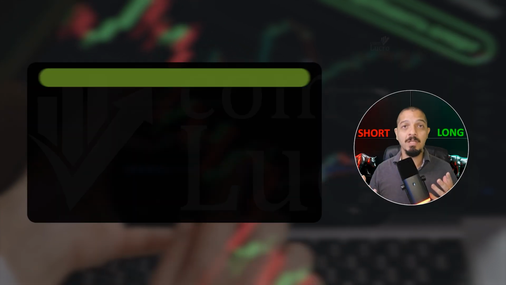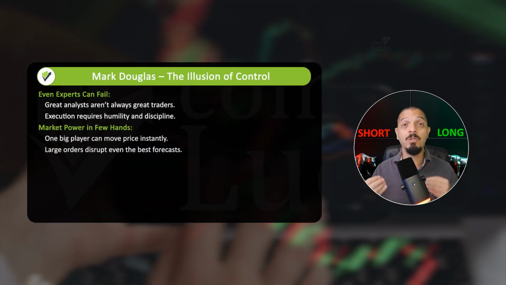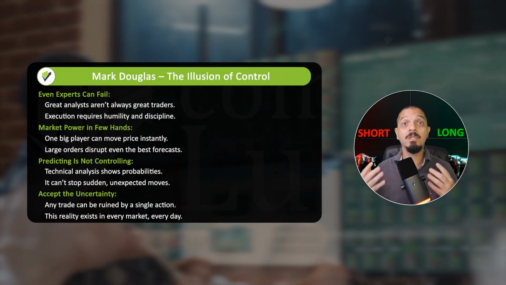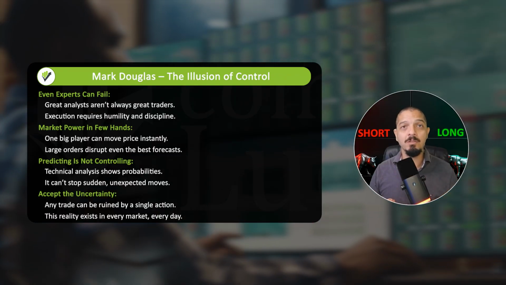And just in case you're still holding on to the illusion of control, here's another story he shared. And it says everything you need to know about how unpredictable the market truly is.